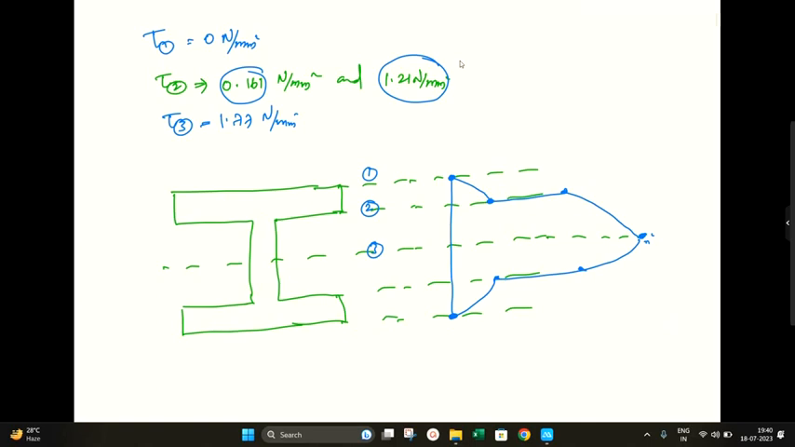That completes your fourth module. You could do any numerical from the problem sheet I have provided.